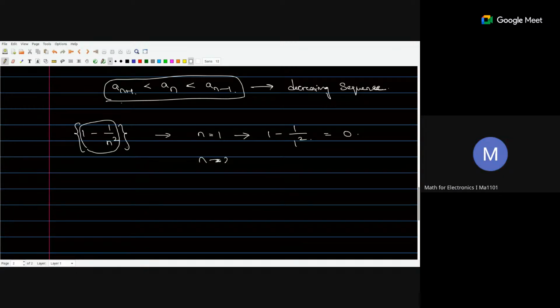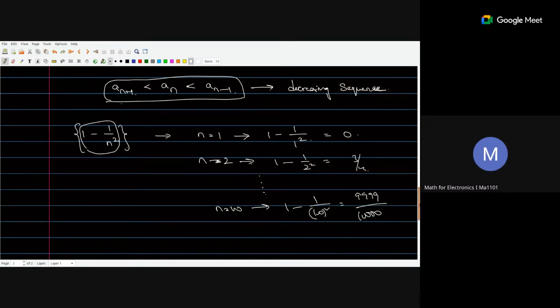So those who don't know about sequences, you can do this anyway. You just substitute. This is just substituting and looking at the values. 1 minus 1 by 2 is half, and so on. If you go on, n is equal to 100. If I do 1 by, sorry, this is 2 square, right? So this will be 3 by 4. 1 by 100 square, this will be 1 lakh, some 4 nines divided by 10,000. So something like this. You can see now.